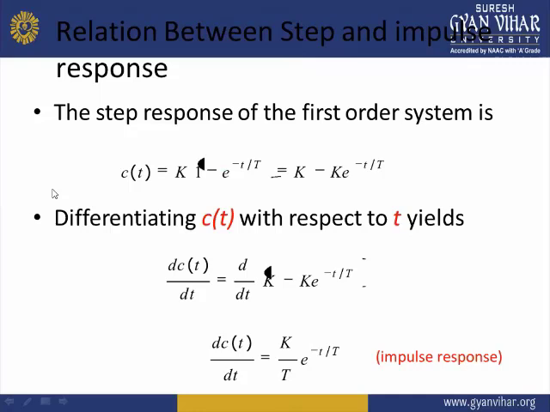Now, if we differentiate this first order step response, then we will get dC(t) by dt, which is equal to K upon T e to the power minus t by T, which is just your impulse response. That is, we can say the differentiation of the step response yields the impulse response of the system. That means if we have the knowledge about the step response, we can easily calculate the impulse response of the system.